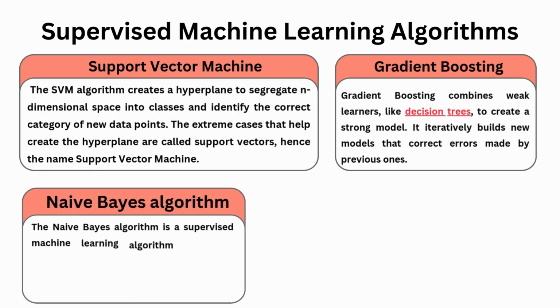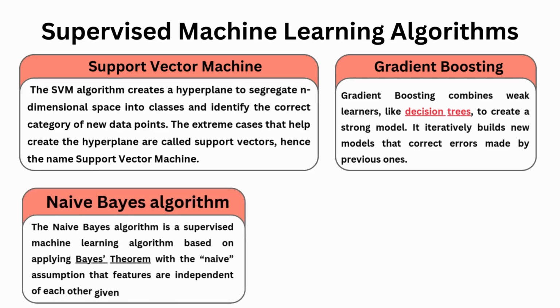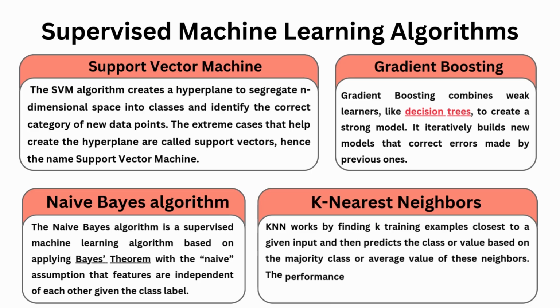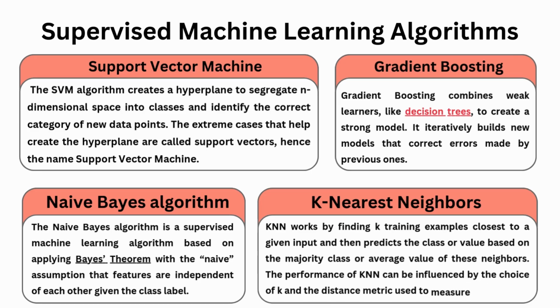Naive Bayes algorithm. The naive Bayes algorithm is a supervised machine learning algorithm based on applying Bayes' theorem with the naive assumption that features are independent of each other given the class label. K nearest neighbors. The KNN works by finding the K training examples closest to a given input and then predicts the class or value based on the majority class or average value of their neighbors. The performance of KNN can be influenced by the choice of K and the distance metric used to measure proximity.